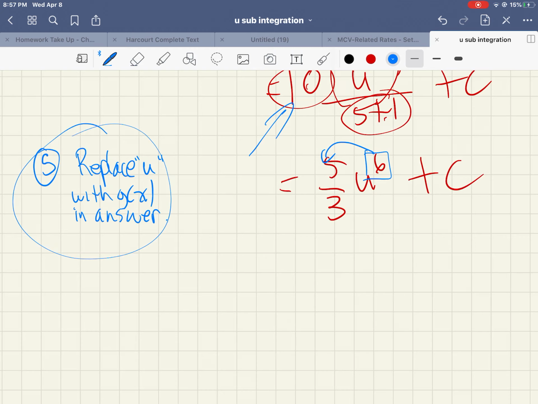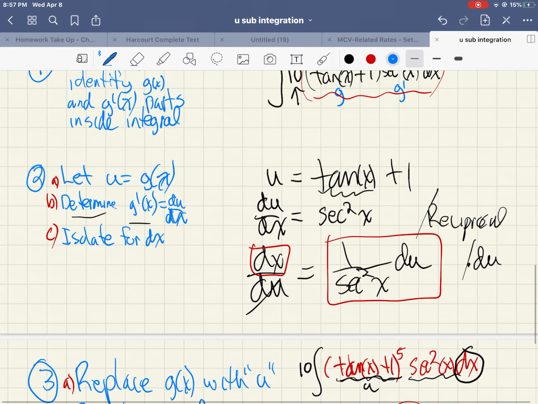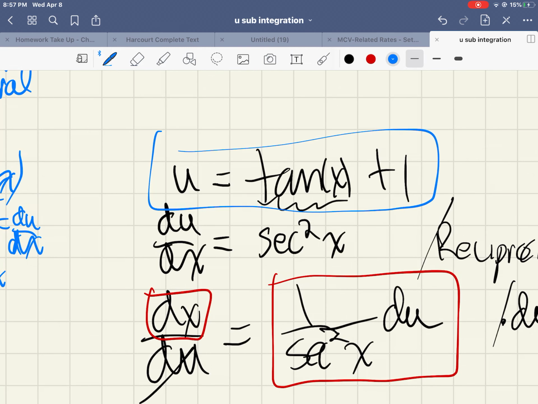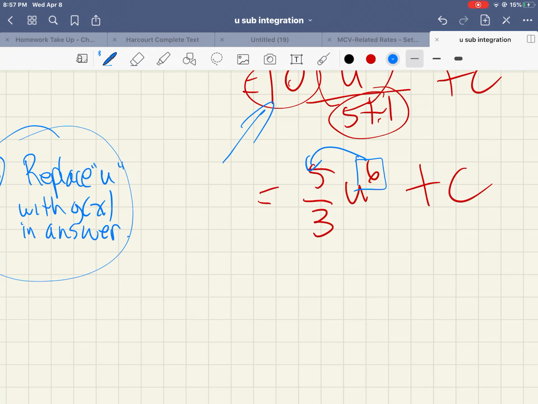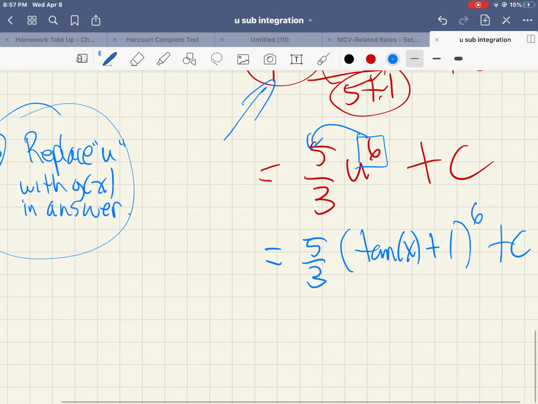Now, the very last step is, I wasn't supposed to do an integral with u. I just used u to help me make it simpler. Now what I need to do is replace u back with what it originally represented in terms of x. Well, what did u represent? Go way, way back. u was worth tan x plus 1. So my final answer is going to be 5/3 (tan x plus 1) to the 6th plus some constant of integration. And if I were to differentiate that, I would get my original integral. That's a good way to check and see if you've done it right.